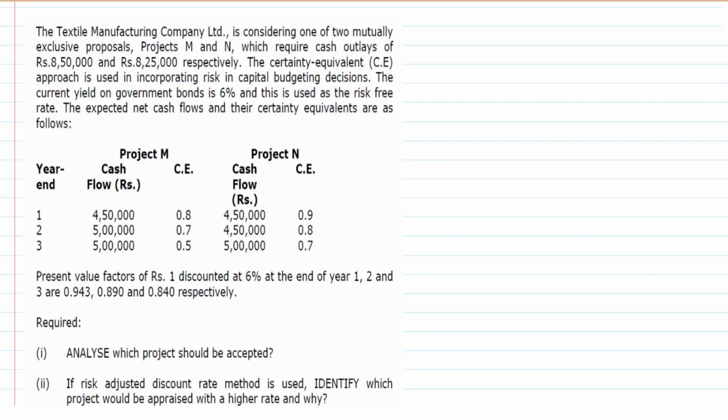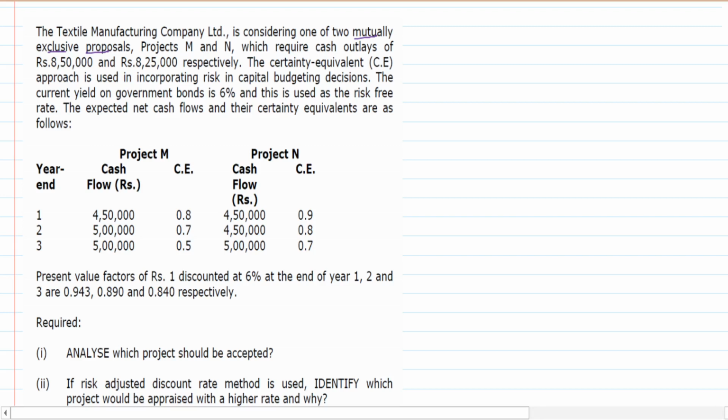The Textile Manufacturing Company Limited is considering one of the two mutually exclusive projects M and N. Mutually exclusive projects means we can accept only one of the two proposals. Either we can accept project M or project N. They require cash outlay of 8,50,000 and 8,25,000. So that's your sigma PVCO.